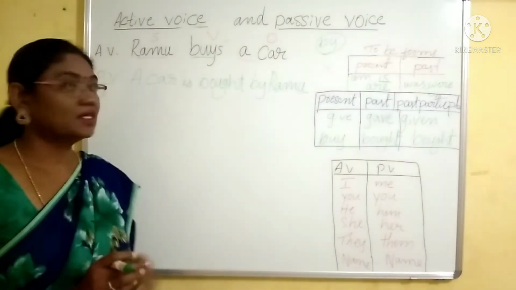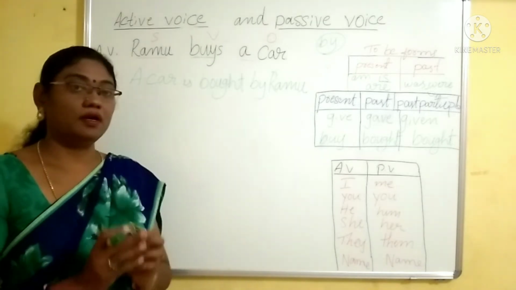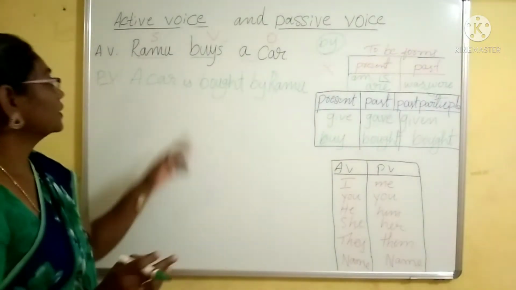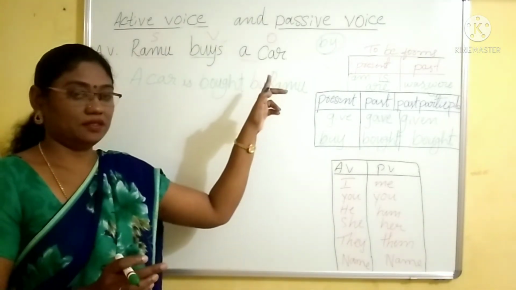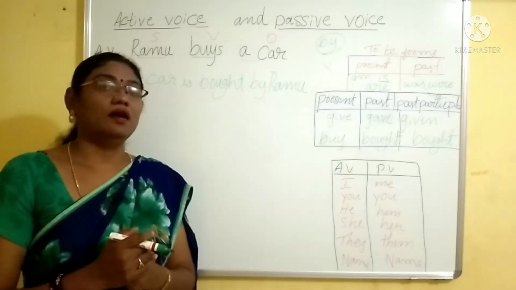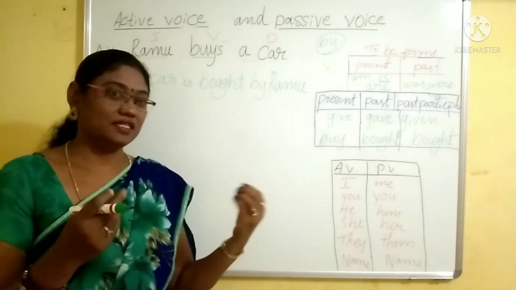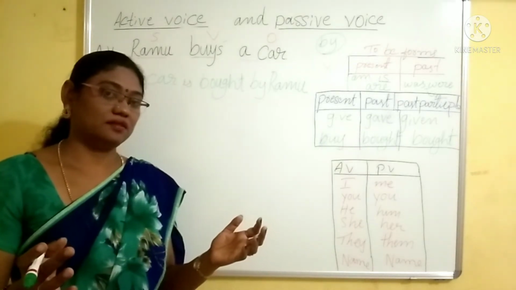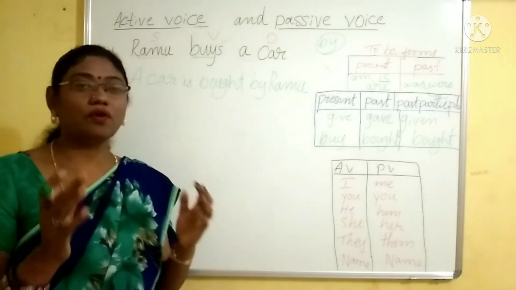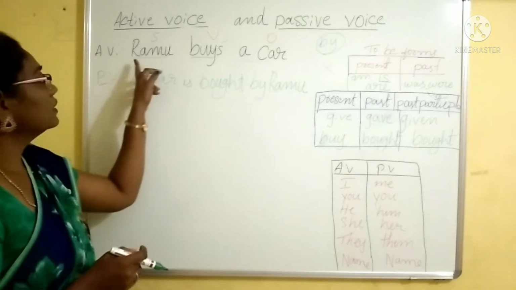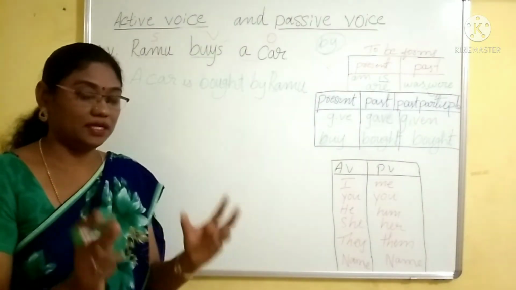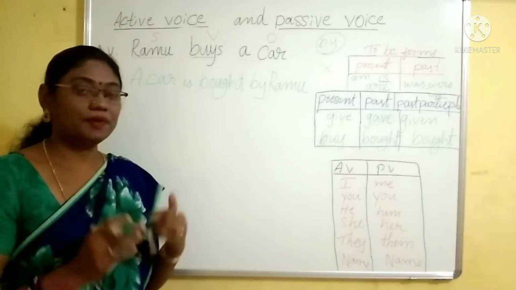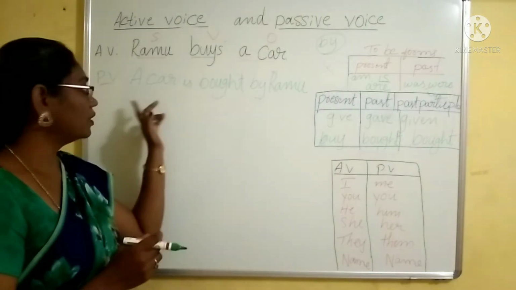I have taken a sentence of present simple tense, with a subject, verb and object. We have already learnt about the present simple tense and past simple tense. There are 12 types of tenses, and among them we have discussed 4. So this is present simple tense. Remember, when we change the present simple tense into passive voice, we have to follow this method.